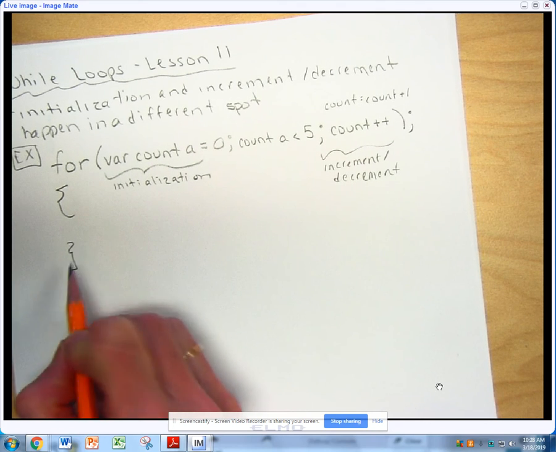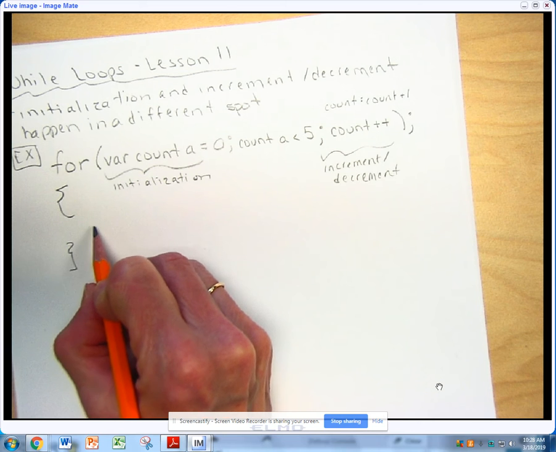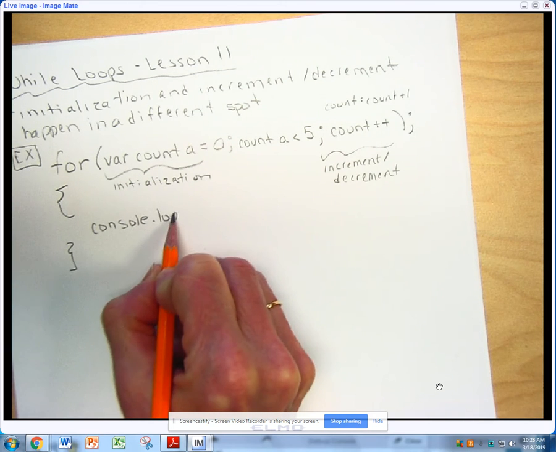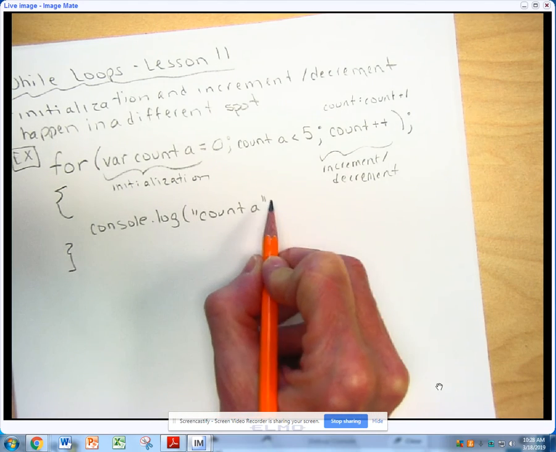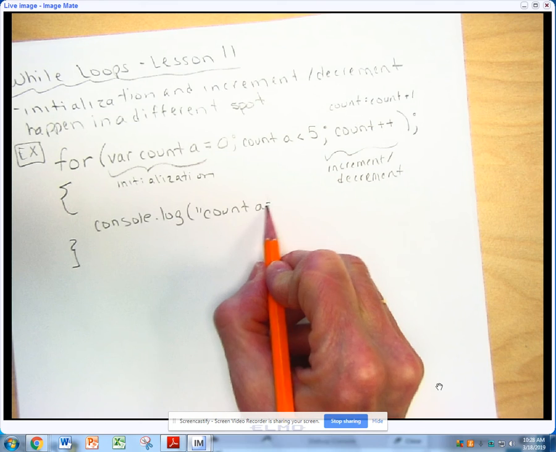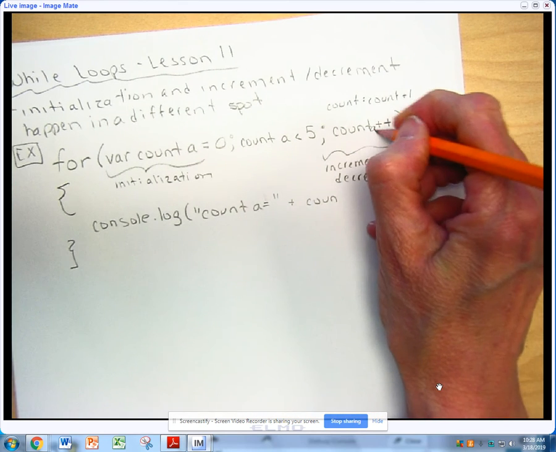And all I really want to do in this loop is print the value of count. I know every time I go through it, it's going to increment by 1. So I'm just going to do a console.log statement. I'm going to say count A equals, and I'm going to concatenate that with count A. Forgot the A up there.